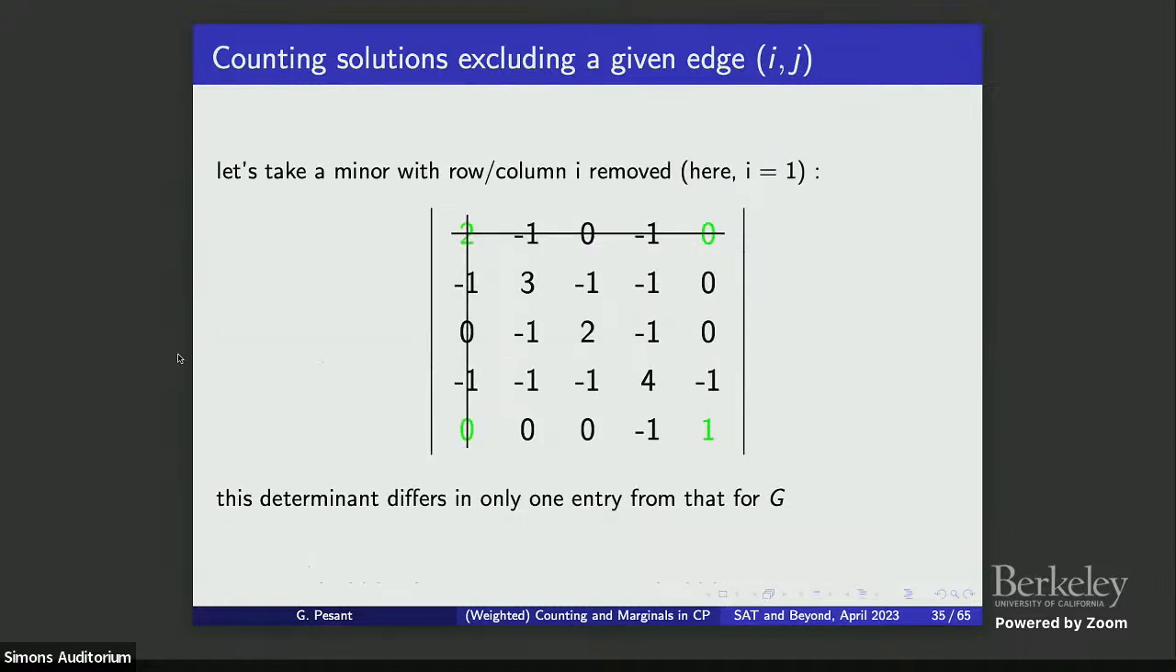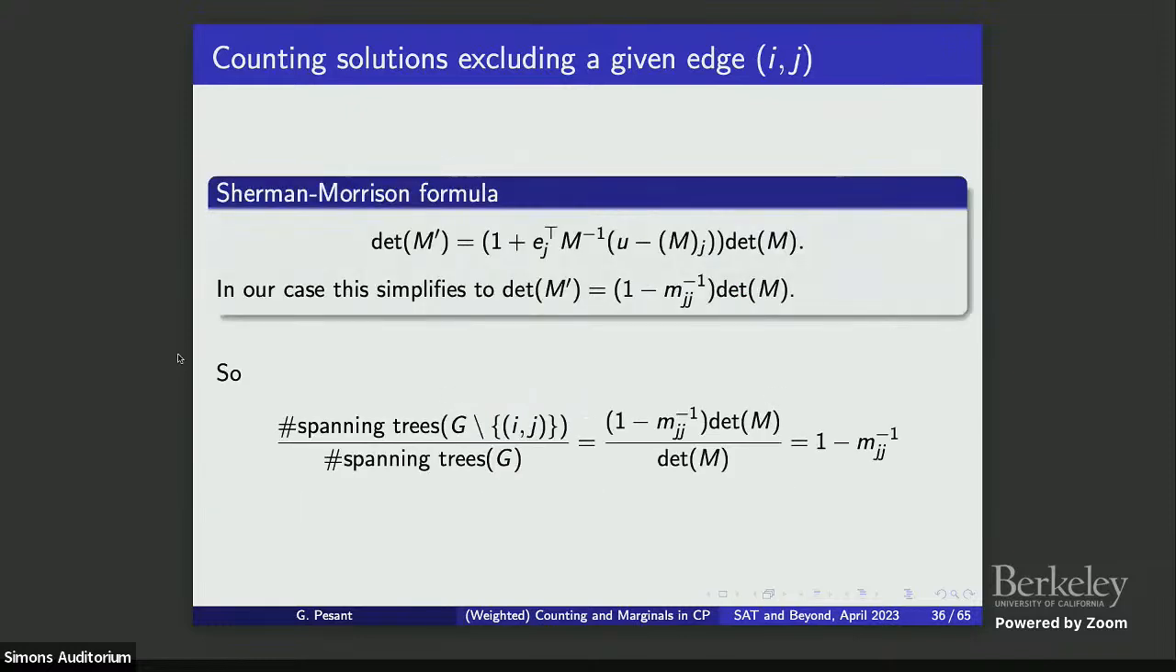So I'm interested in taking a minor. If I take the minor and I remove one of these rows and columns where those changes appear, then I'm left with something that's very similar to the original Laplacian. It's only 1 entry that's different. So I'm computing a determinant of something that's almost the same matrix. There's a formula for this that says what's the determinant of this matrix that's almost like M? Well, it's related to the determinant of M.